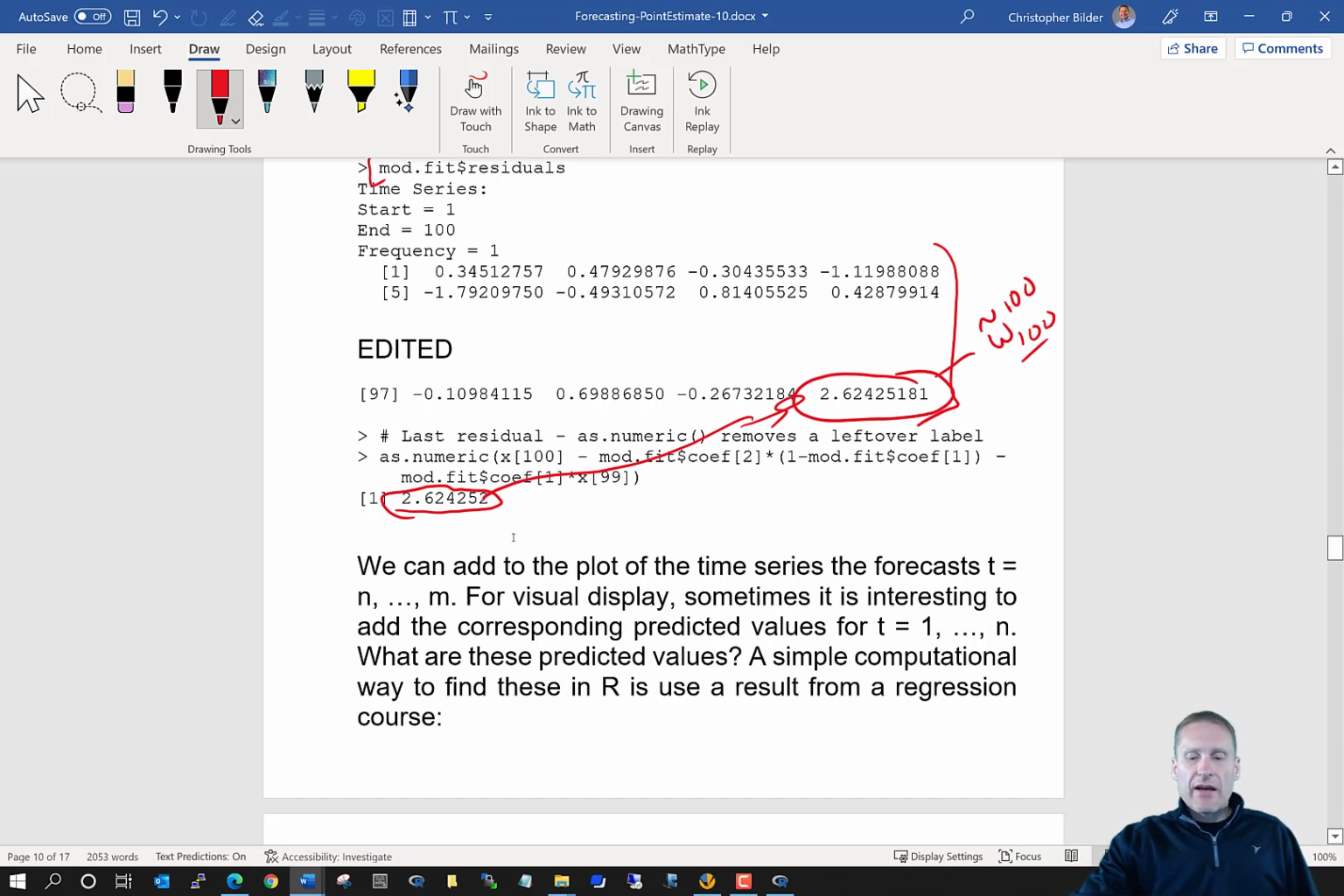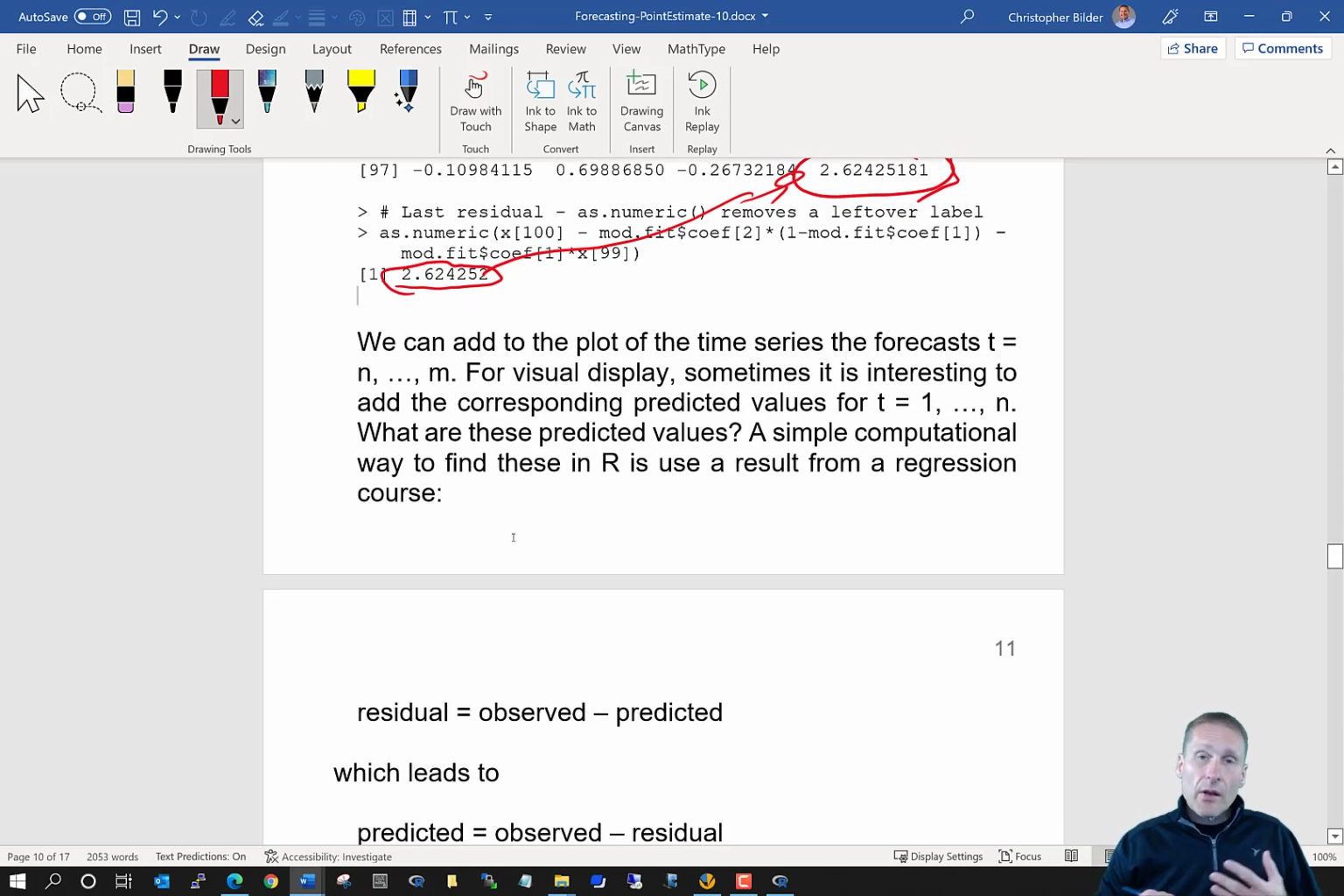So now that I have these residuals, what I would like to do is do a plot of my observed data, like what we've done before, a plot of the time series. But also add my corresponding forecasts. We'll go up to m equal 5, so 5 time points into the future. And for visual display, this is sometimes added, and I'm going to do it right here, I'll also include my corresponding predicted values for t equal 1 through n.